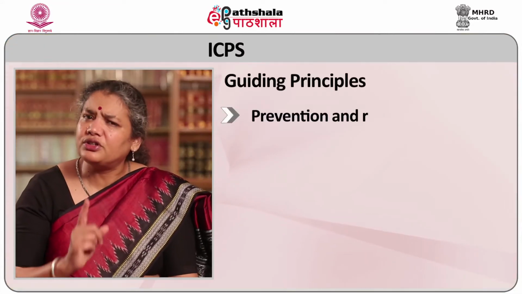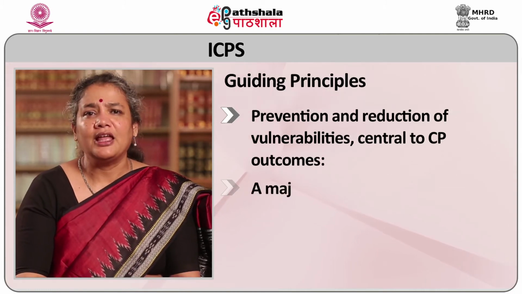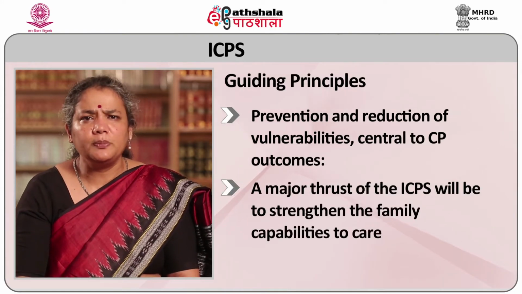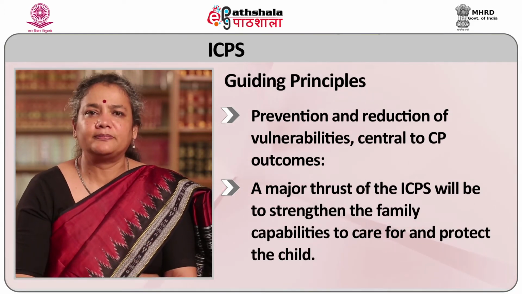What are the guiding principles of the scheme? The scheme had laid down certain guiding principles, some of which are now also enshrined in Section 3 of the Juvenile Justice Act 2015, which results in these being fundamental legal principles that have to be applied while implementing the Act itself. Additional principles in the ICPS include prevention and reduction of vulnerabilities central to child protection outcomes. A major thrust of the ICPS will be to strengthen the family capabilities to care for and protect the child.